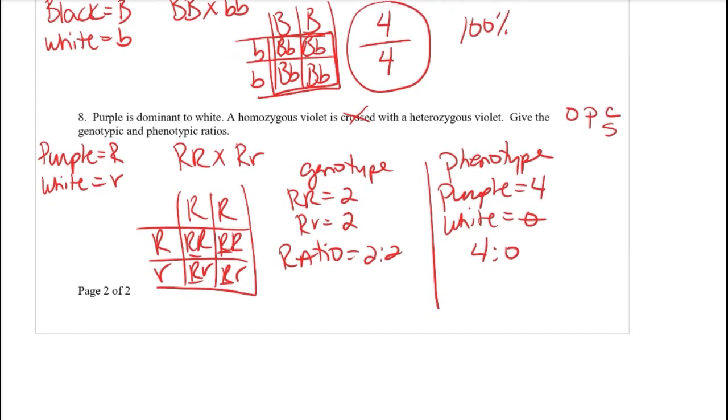So when you're looking at ratios for the monohybrid crosses, you could have, and we've seen some of these already, we've seen 2 to 2, we can see 1 to 1, 4 to 0, and 3 to 1. So those are your possibilities, and that's how they're written.